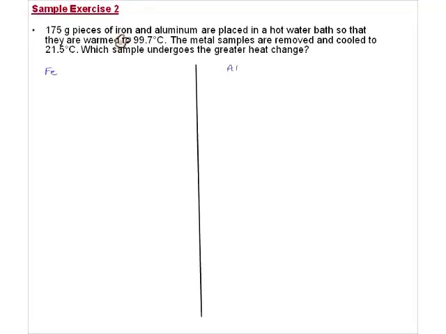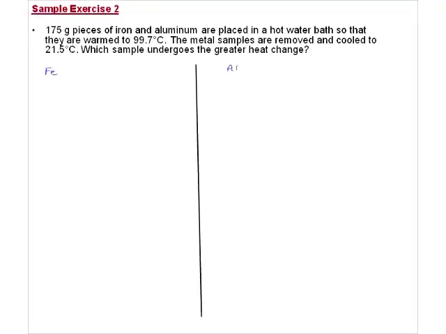What we're going to do is take these hot pieces of iron and aluminum, and drop them in 2 different styrofoam cups that have some water in them, and the waters are going to be cooled down to 21.5 degrees Celsius. So we want to be able to measure the heat change of these 2 substances.